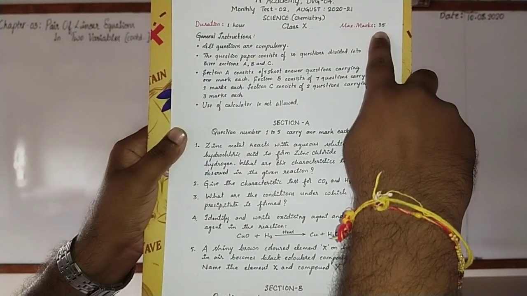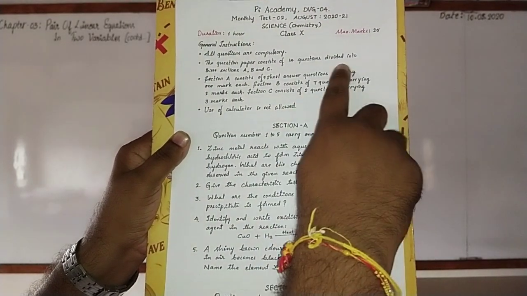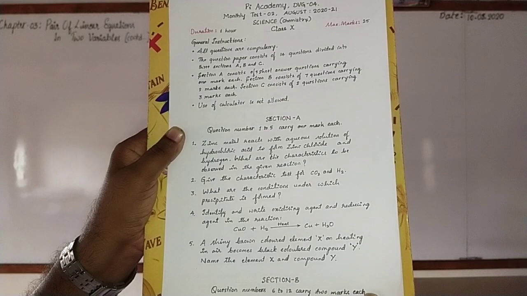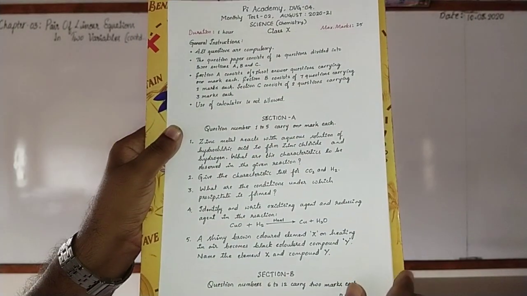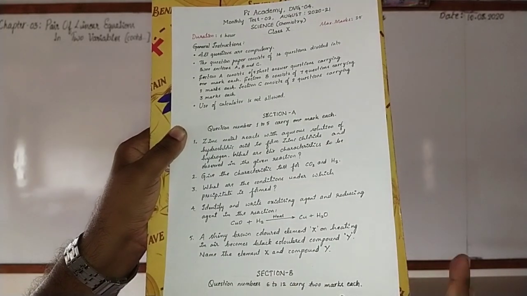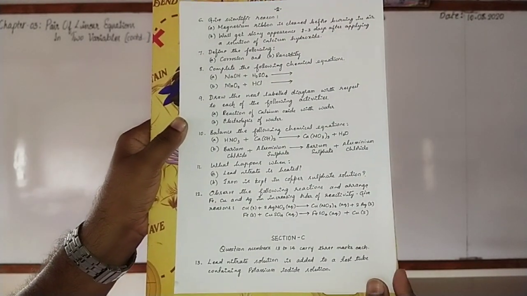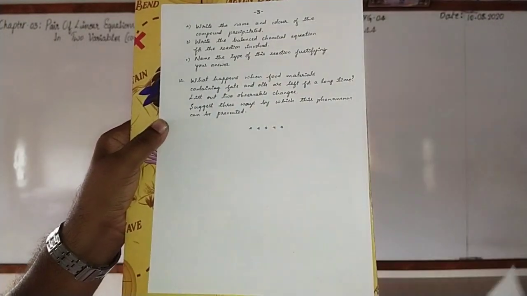Even it was also conducted for 25 marks, and it consists of total 14 questions, and they are divided to 3 sections. One is A, second one is B, and third one is C. And please go through the questions. This is first page. Now let me show you the second page. Now, and another one is third page.